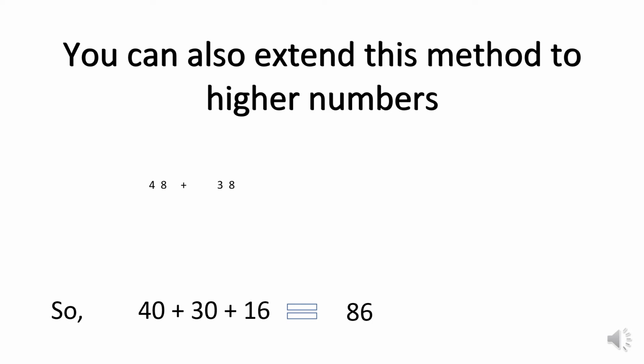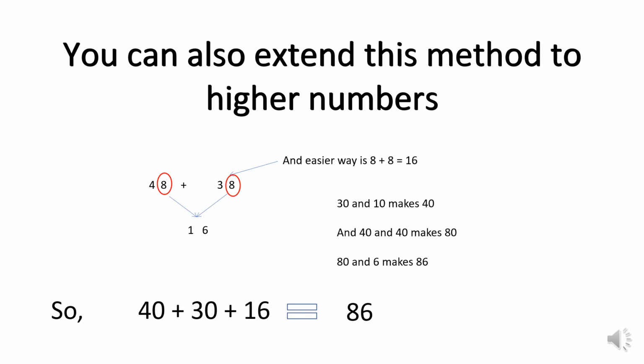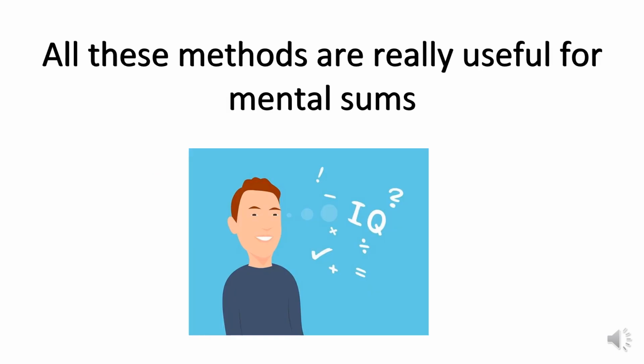The other easy way to add is also to just add 8 plus 8, which you should know is 16. And 16 plus 40 plus 30 would give you 86. As you saw, these methods using number bonds can be really useful in mental sums as well, because you hardly need to use your fingers to count. You can do it in your head.